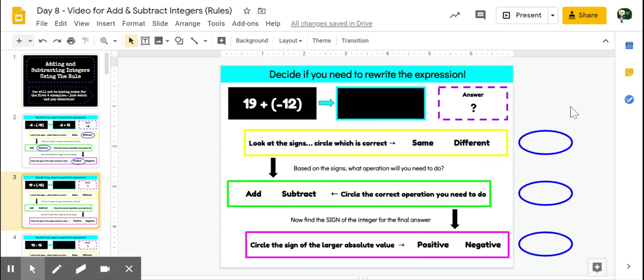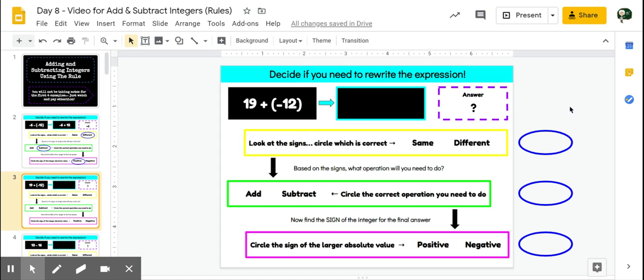So then we look at our next example. I have 19 plus a -12. So we have to decide, do I need to rewrite this expression? Well, it's already an addition problem, so I don't need to rewrite it. I would only need to rewrite that if it was a subtraction problem. So I'm going to leave this as is. It's going to be 19 plus a -12.